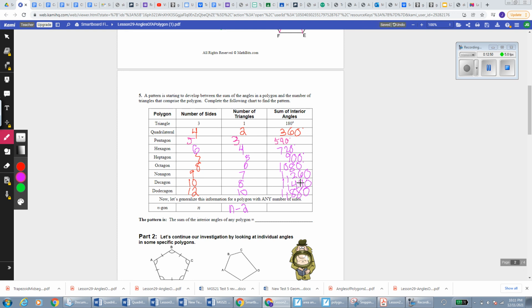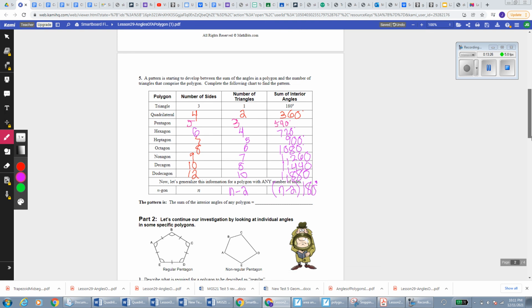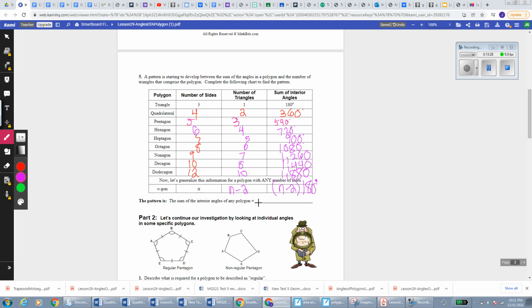And then to find the total sum of the interior angles of the polygons, we took the number of triangles and multiplied by 180, since triangles do have angles that add to 180 degrees. So if the number of triangles is represented as n minus 2, the way that we find the sum of the angles from that is taking n minus 2, which is the number of triangles, and multiplying by 180 degrees, since every triangle has angles that add to 180 degrees. And here is our formula. I'll put it here.